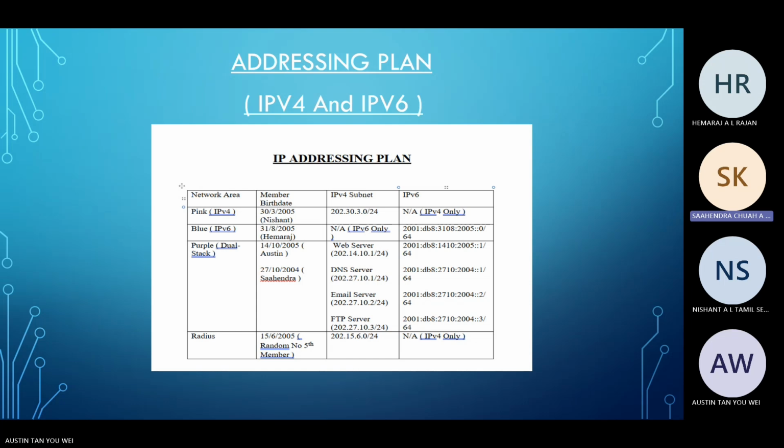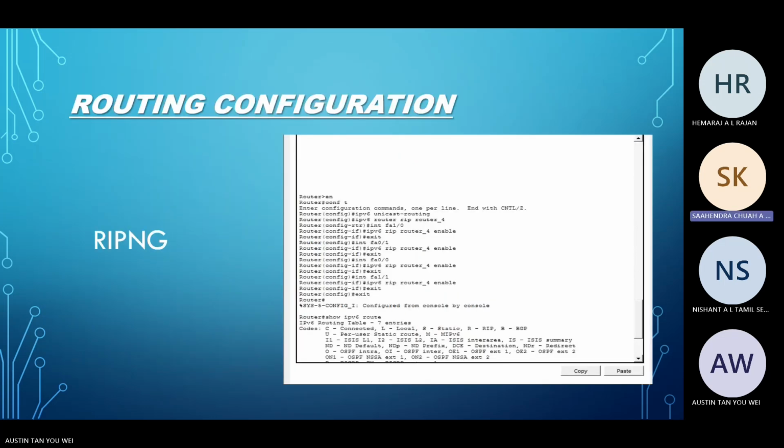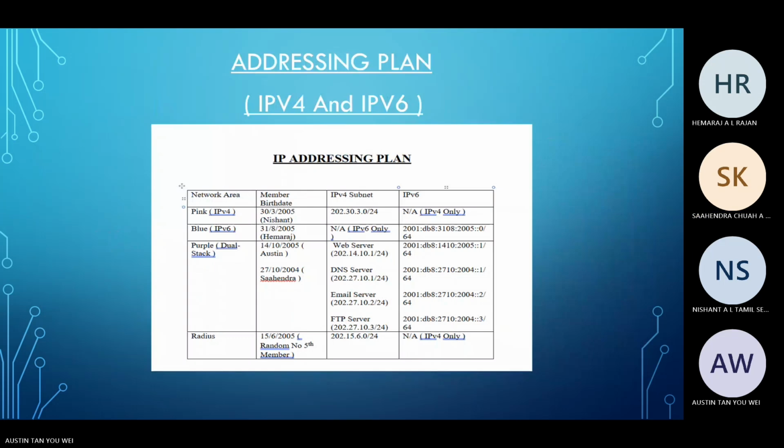across the network. So for example, as we have here, the pink network area. Let's say we can see here Nishan's birthday is 30 March 2005. So basically the IPv4 which is used is based on his birthday, which is 202.30.3.0/24.